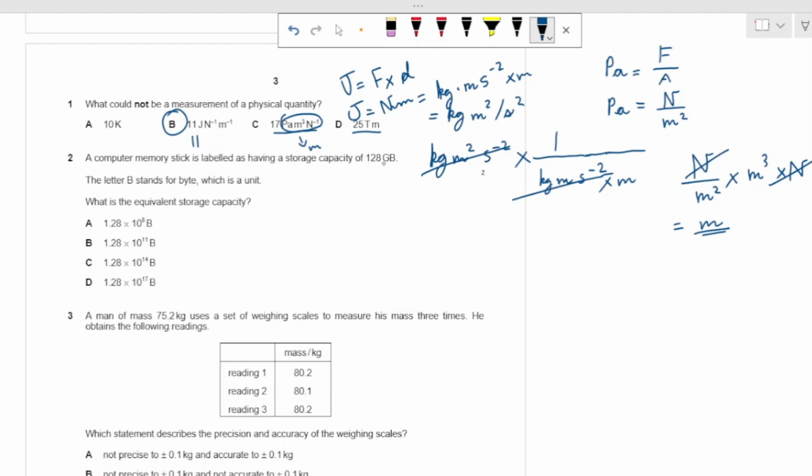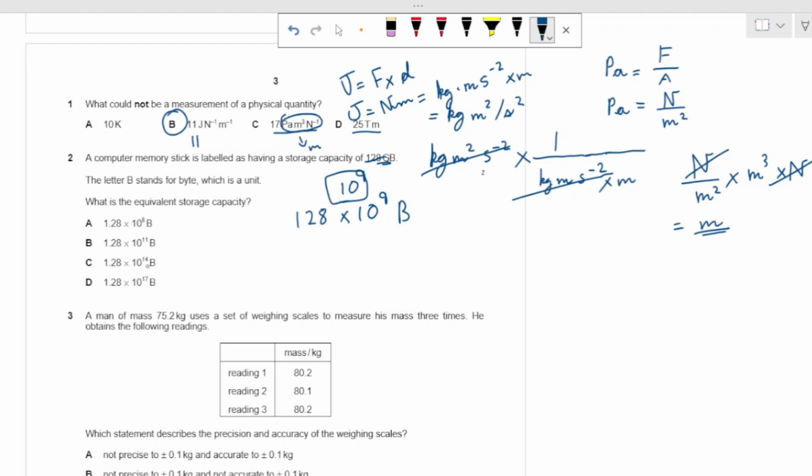First of all, what is a gigabyte? What is giga in general? Giga is 10 raised to power 9. This is basically 10 raised to power 9 bytes. So what is the equivalent storage capacity? B stands for byte, which is a unit. What is the equivalent storage capacity for 128 gigabytes? Alright. So basically 128 gigabytes is just 128 into 10 raised to power 9 bytes. As said, 10 raised to power 9 is the value for giga.